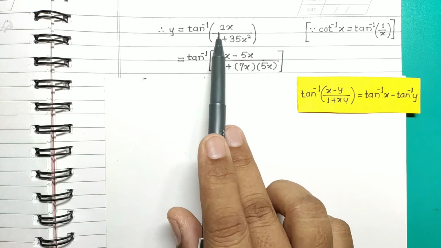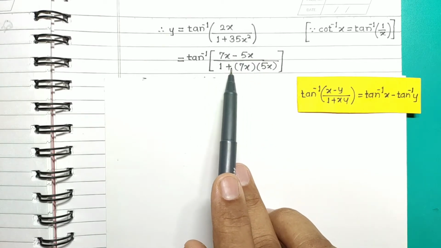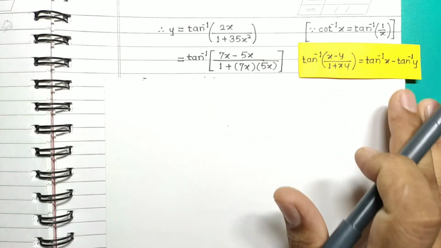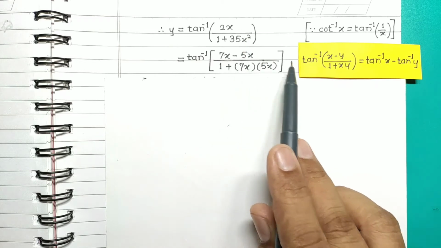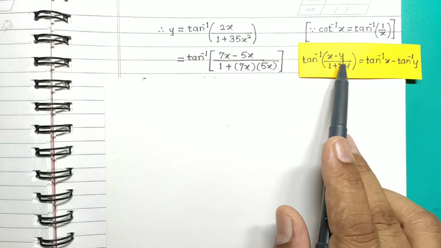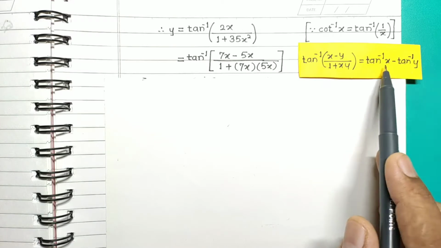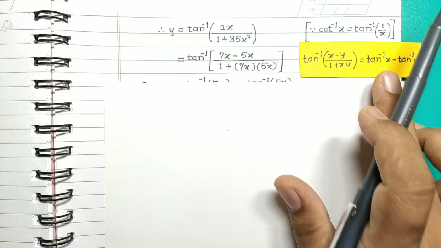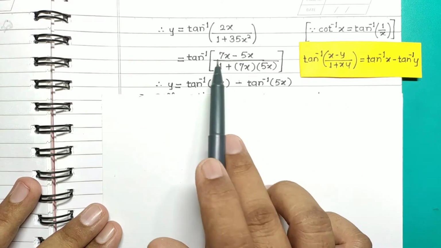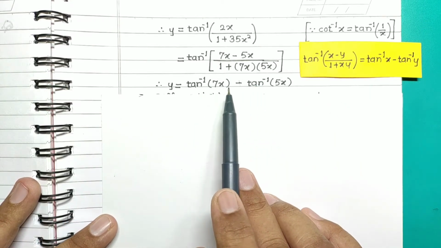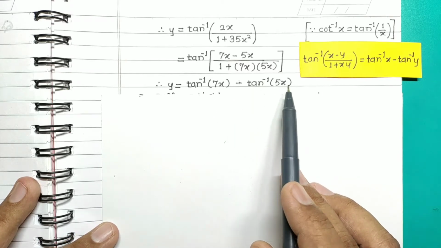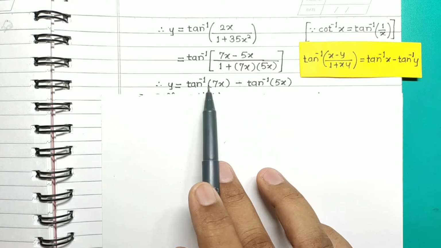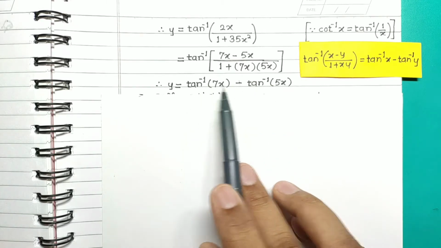So we can arrange these terms like this so that this term is like this formula. So we have arranged these terms like this formula. So we can split this function like this, tan inverse x minus tan inverse y. Okay, so using this property we can split this function to tan inverse of 7x minus tan inverse of 5x. Now it is in a simplified form so that we can differentiate at this step very easily.